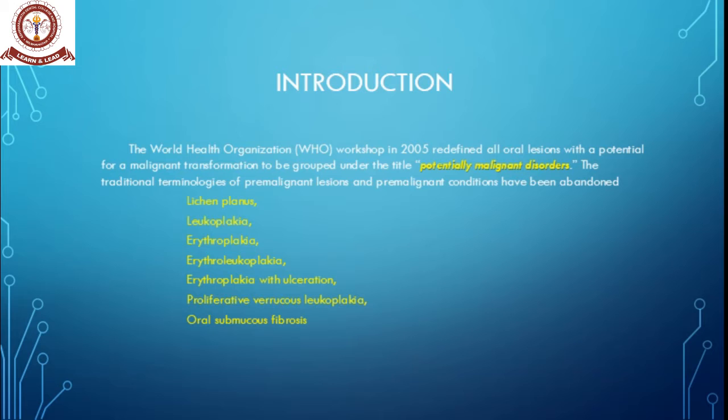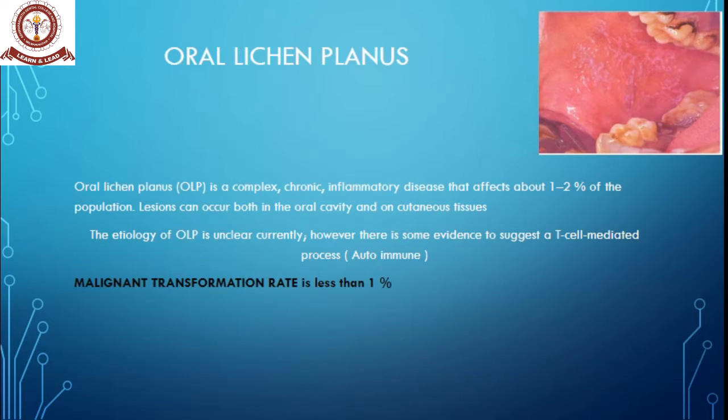Those are leukoplakia, lichen planus, erythroplakia, erythroleukoplakia, erythroplakia with ulceration, proliferative verrucous leukoplakia, and oral submucous fibrosis. Oral lichen planus. Oral lichen planus is a complex chronic inflammatory disease that affects about 1 to 2% of the population. It can happen in the oral cavity as well as in the cutaneous tissues.